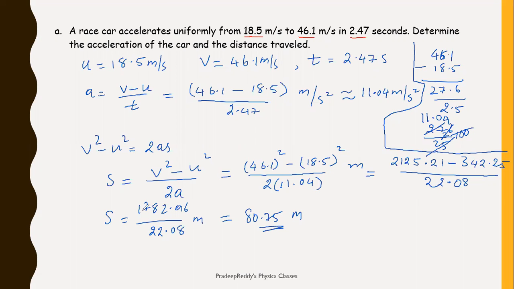Numerator, if you calculate it, is 1782.96 divided by 22.08. If you evaluate this, you will finally get 80.75 meter. That is the distance traveled by the race car.